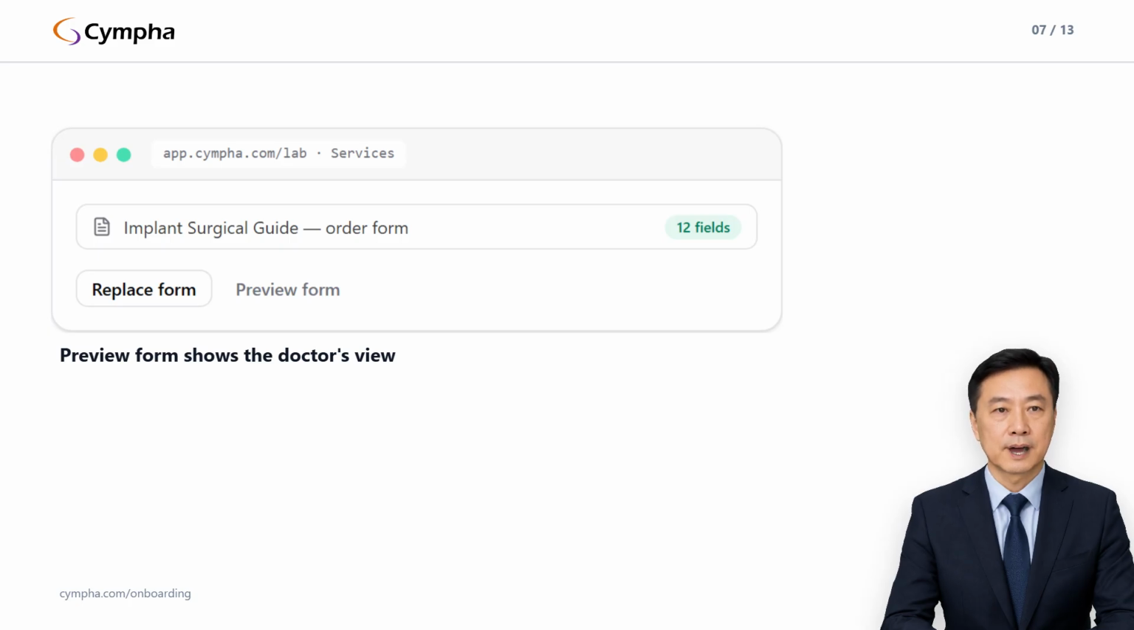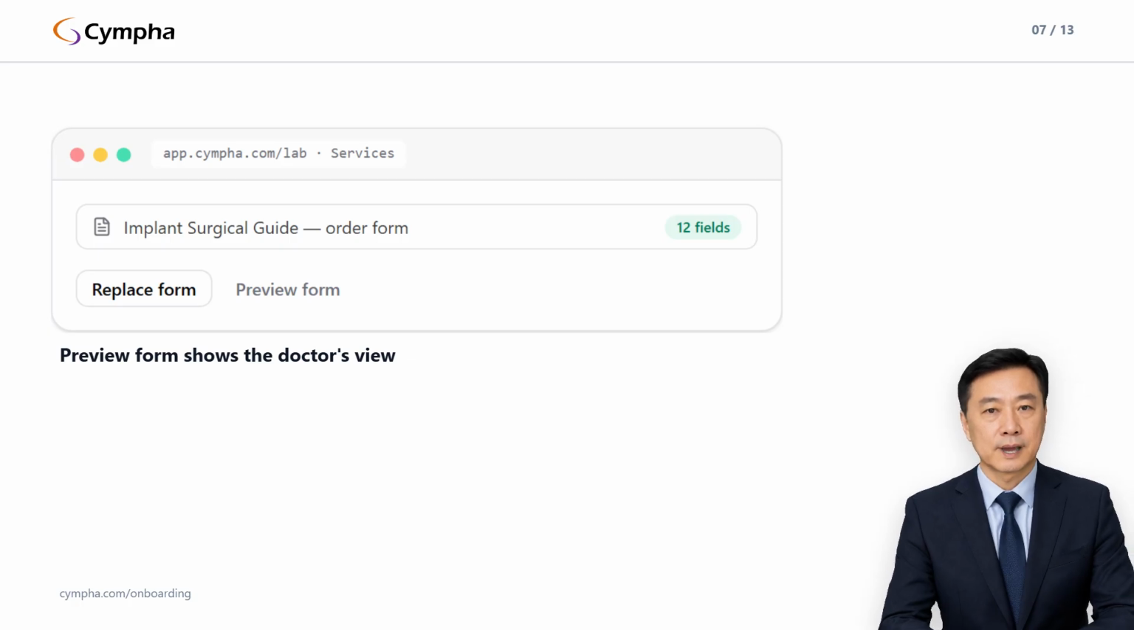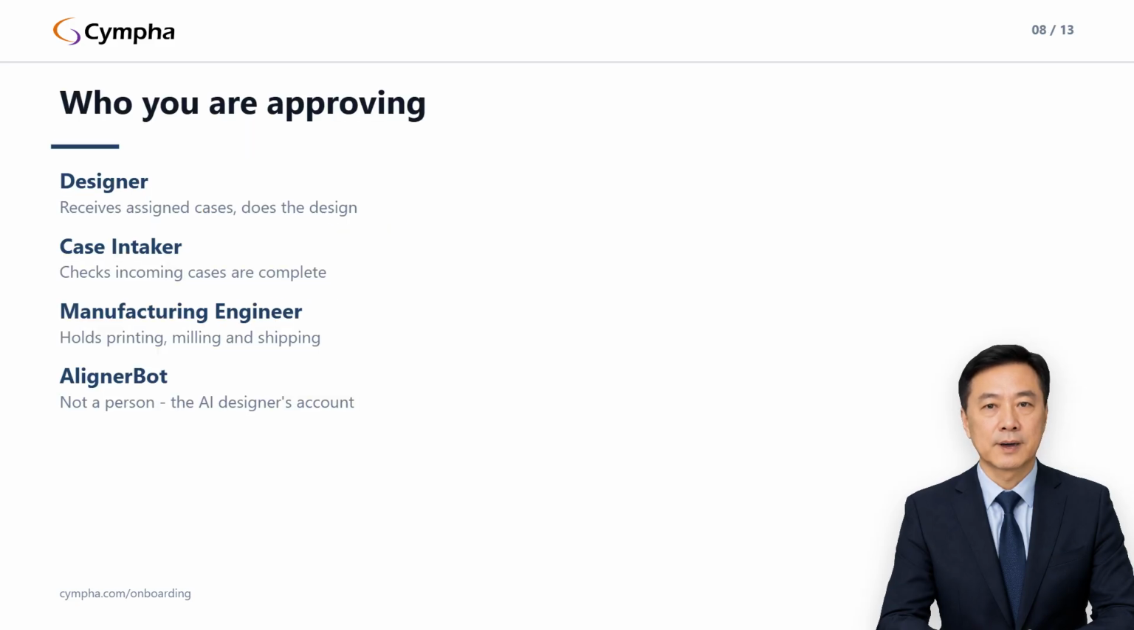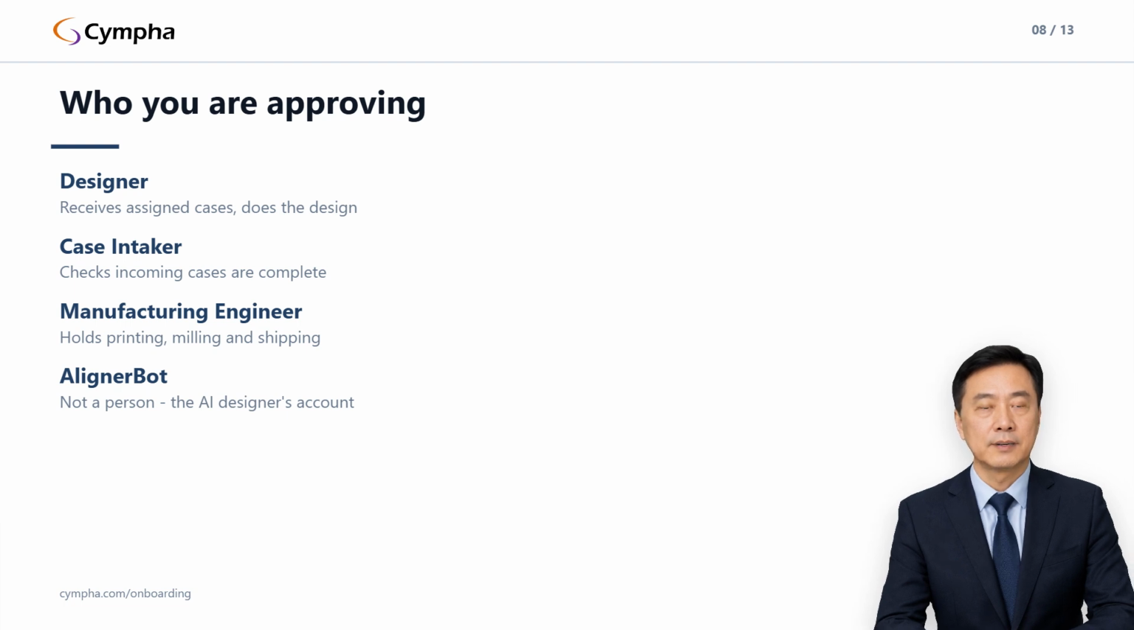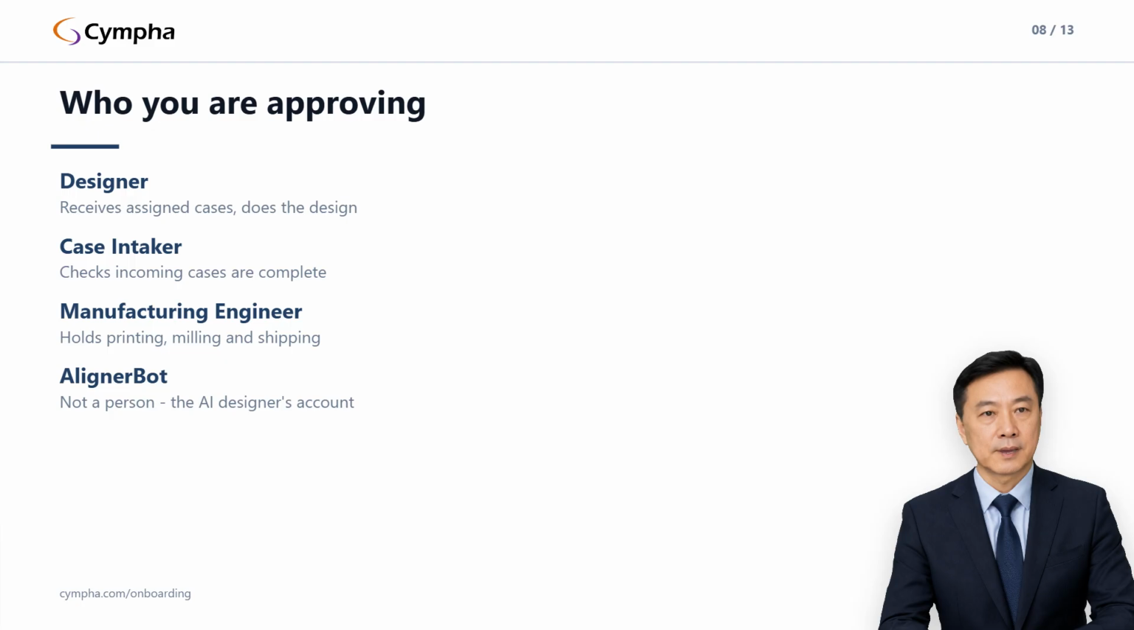A designer receives assigned cases and does the design work. A case intaker receives incoming cases and checks that what arrived is complete. A manufacturing engineer holds the printing and milling. Shipping stays with the lab manager or an operational member. Lab manager routes cases and assigns designers. Lab admin, you, configures the lab and can see everything. An aligner bot is not a person at all, it is an account for the AI that designs aligner cases, sitting in front of a workstation in your lab. When a request comes in, check the role against what that person actually does, because changing it afterwards is not something they can do themselves.